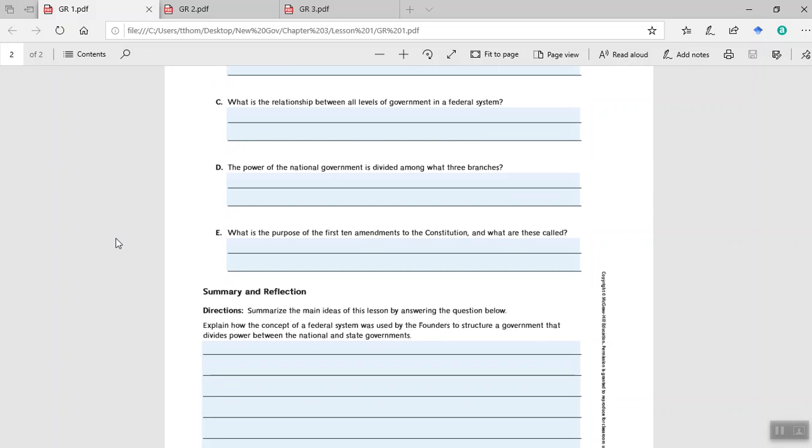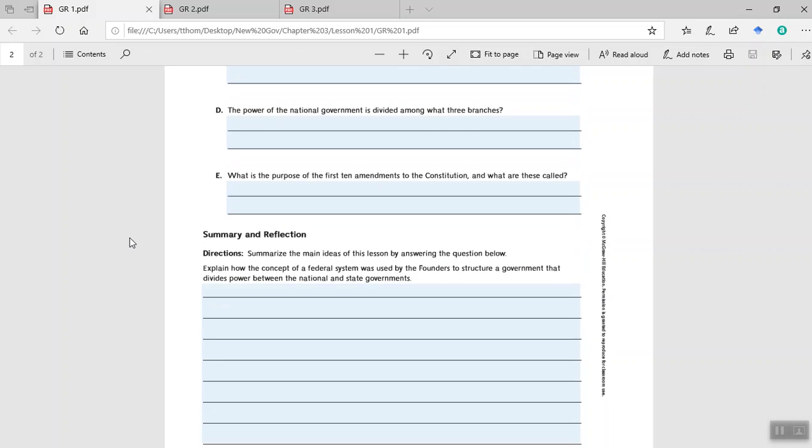The power is divided among all levels of government, national, state, and local. This allows the national government to act on issues affecting the country as a whole, but leaves state and local governments to act on local matters. Part D, the power of the national government is divided among what 3 branches? Legislative, executive, and judicial. Part E, what is the purpose of the first 10 amendments to the Constitution, and what are these called? The Bill of Rights, and these protect individuals from government overreach.